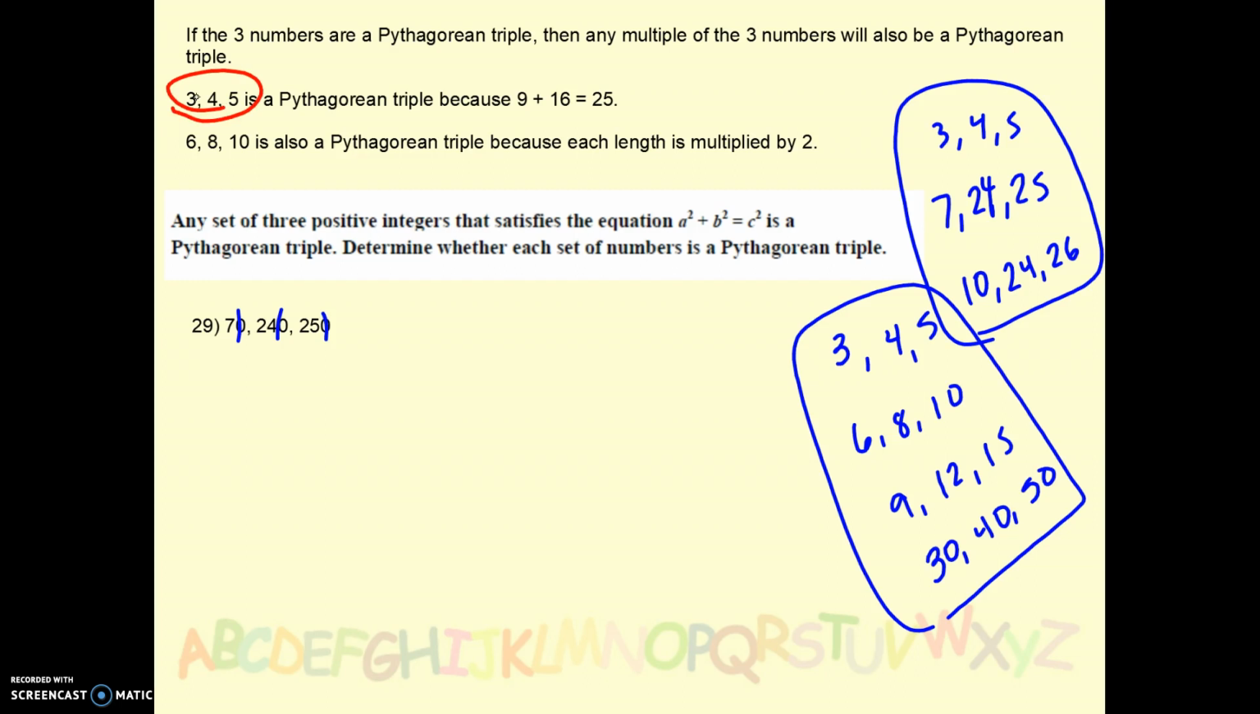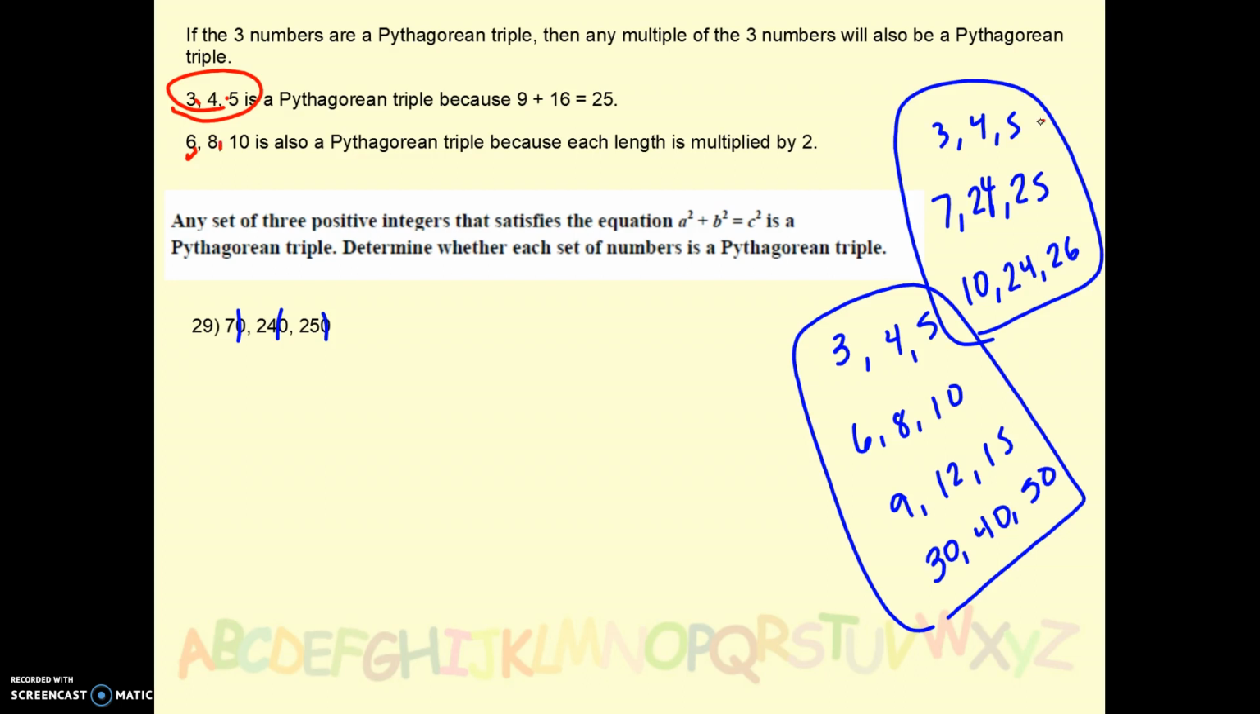but then other ones from 3, 4, 5 would be a triple. So for example, if you multiply 3 by 2, you get 6. If you multiply 4 by 2, you get 8. 5 by 2, you get 10. Then you can multiply that by 2. So you would get 12, 16, 20. That's a Pythagorean triple. So any of the triples, then their multiples will also be triples.